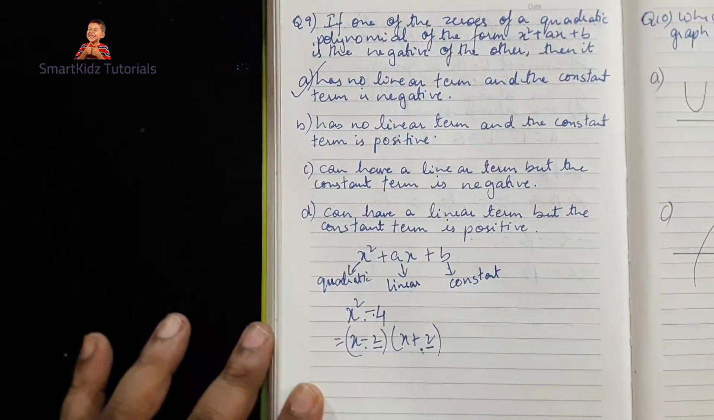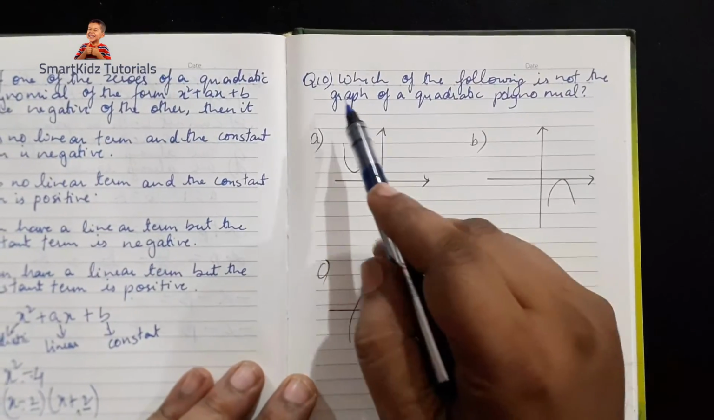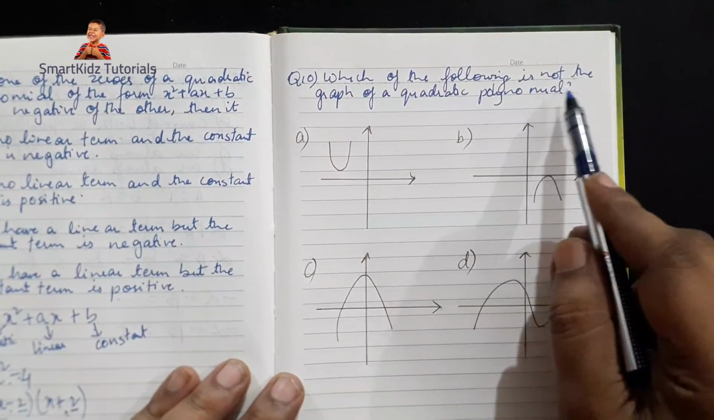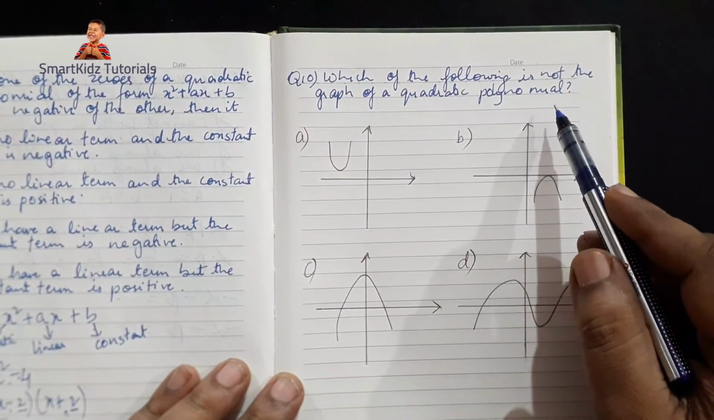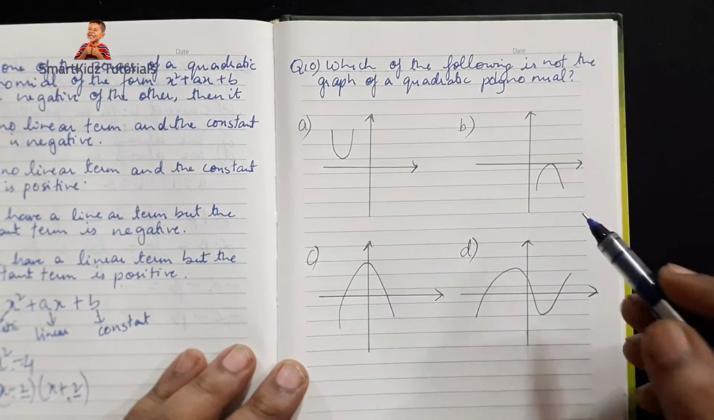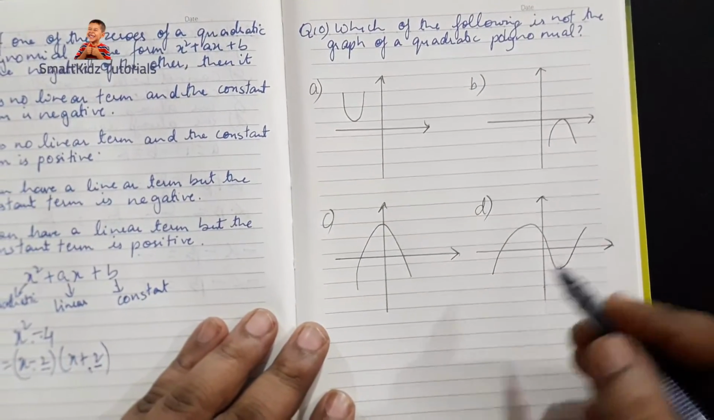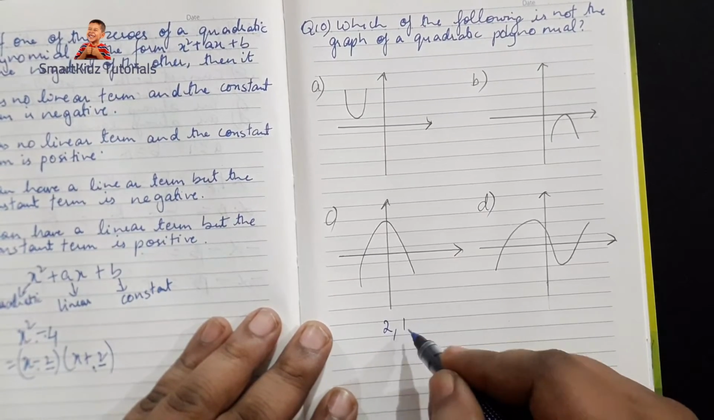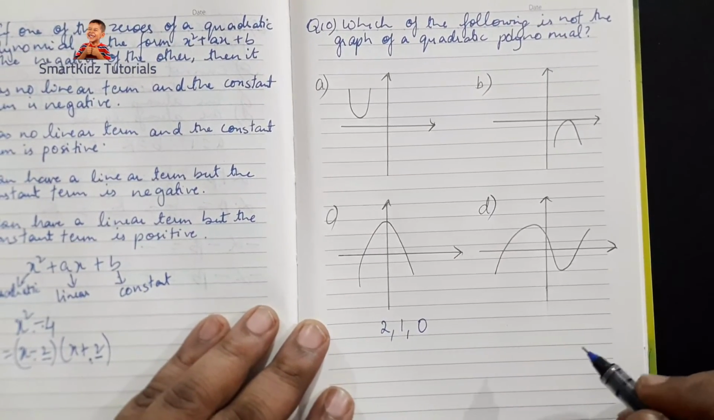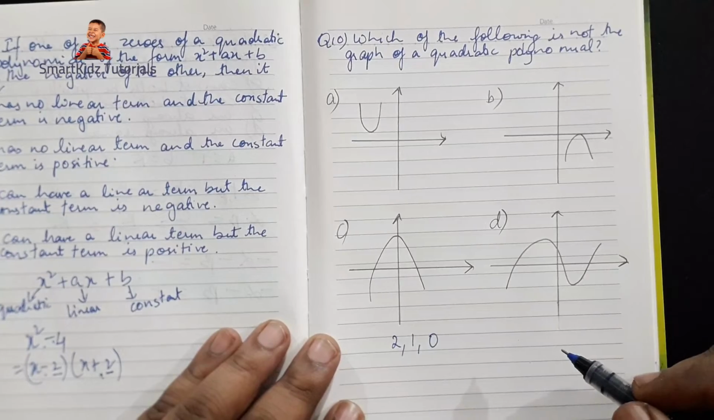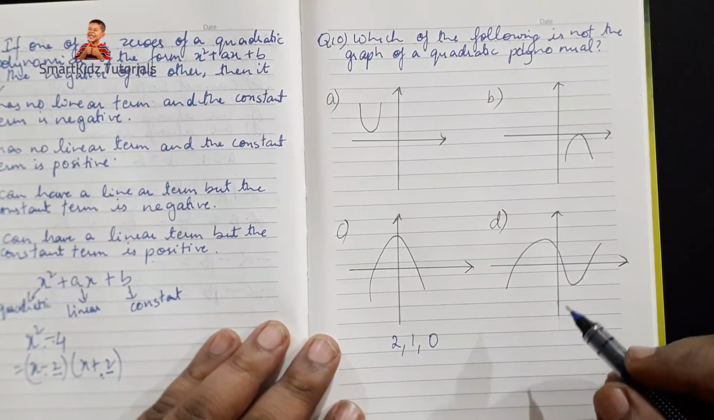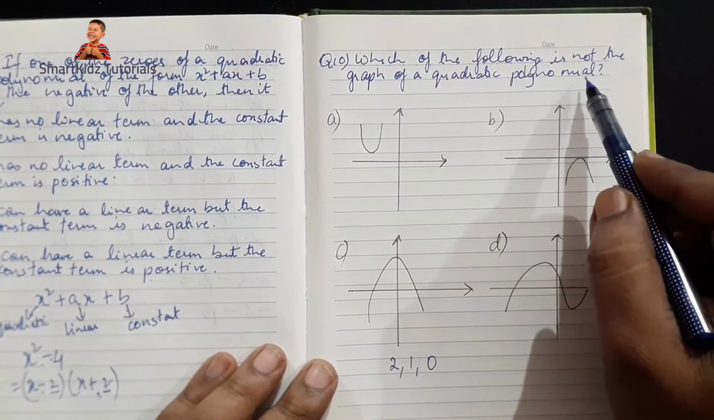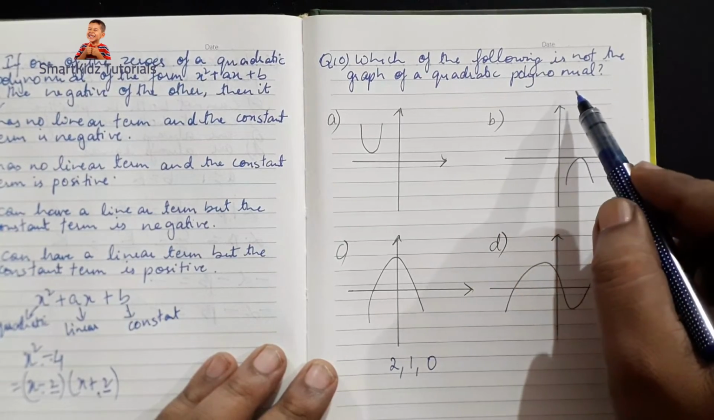Coming to the final question, question 10, it says which of the following is not a graph of a quadratic polynomial? We have been given 4 graphs. Now for a quadratic polynomial, the number of zeros that are possible are 2, 1 or none. So here you are asked which of the following is not a graph of the polynomial.